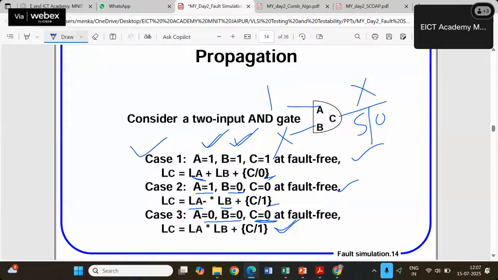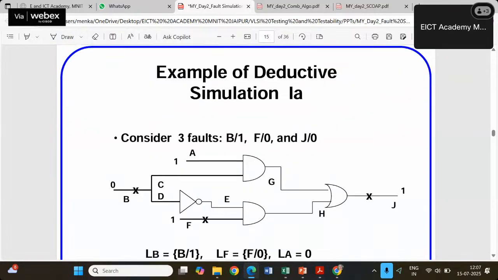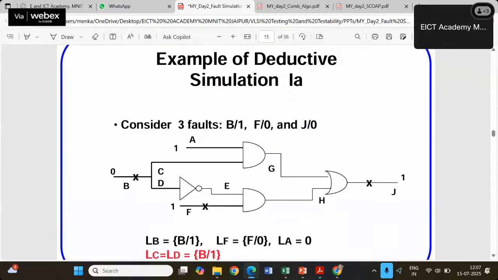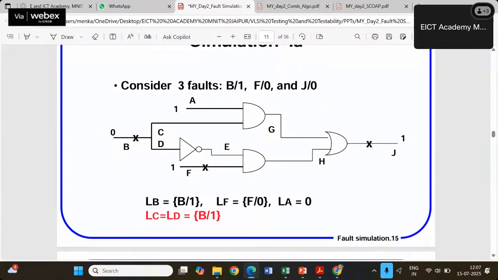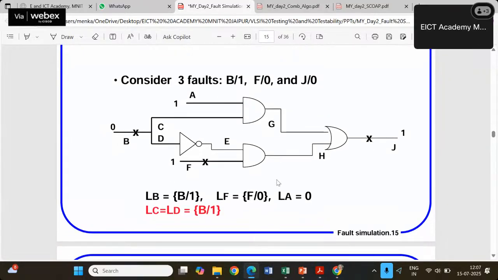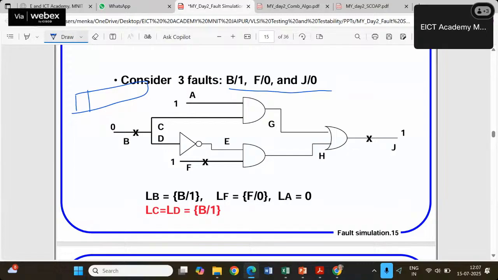Okay. So let's take the example. The same example has been taken for the deductive fault simulation technique. So in this, the same set of faults are considered: B is stuck at 1, F is stuck at 0, and J is stuck at 0. So in the previous case, what we did in parallel fault simulation is we reserved 4 bits each for these 3 faulty and 1 fault-free.